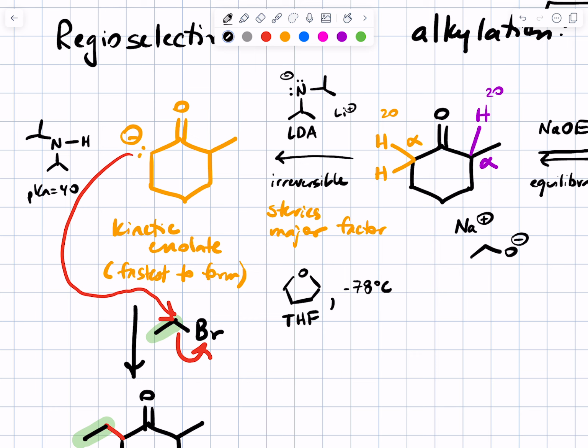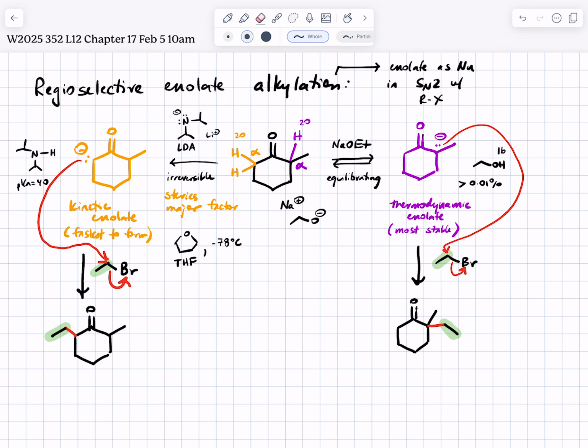Okay, others? So I want to go back to the equilibrating enolate formation conditions. Does anybody see any problems, anything you might be worried about here?